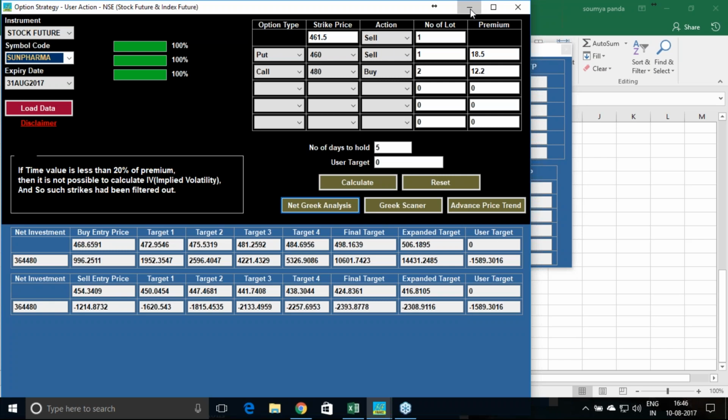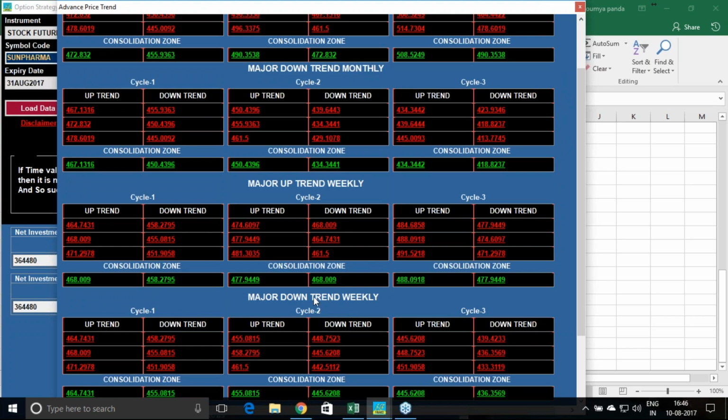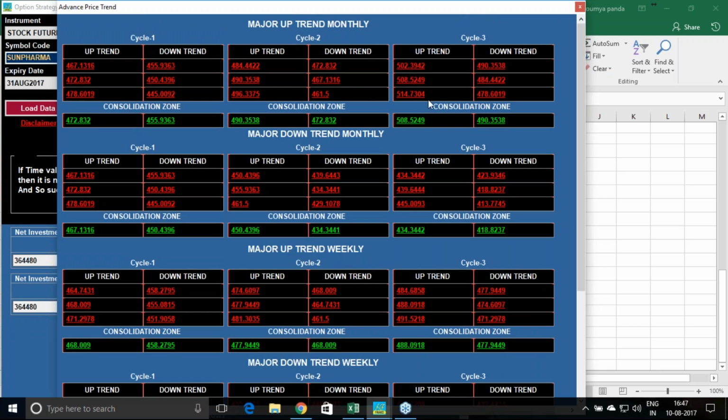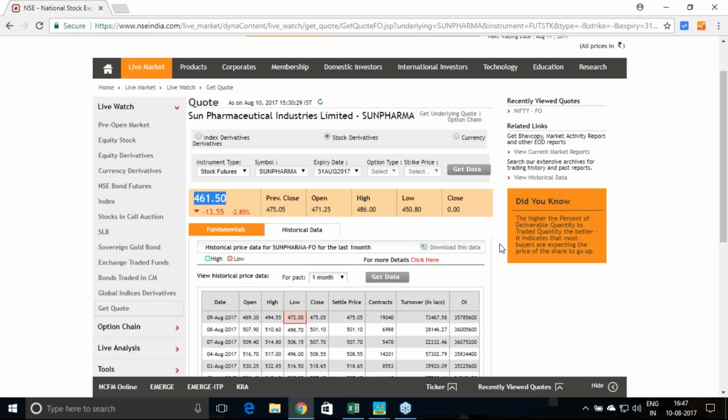And after analyzing the trends as per one standard deviation, you can also see the advanced price trend analyzer to see the weekly trends in the upside direction and downside direction also. So here these are the weekly trends in the upside direction, and monthly trends you can see here too. The same analysis I have done here in the Excel sheet in a simple manner. So this is how you can form a good strategy in Sun Pharma for result day, to take maximum benefit of this price move or of this correction which has happened.